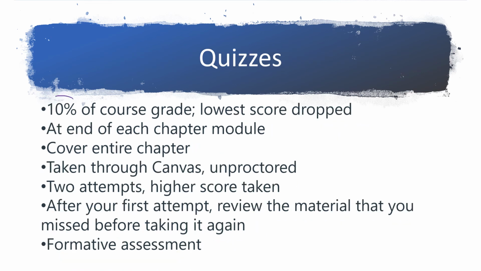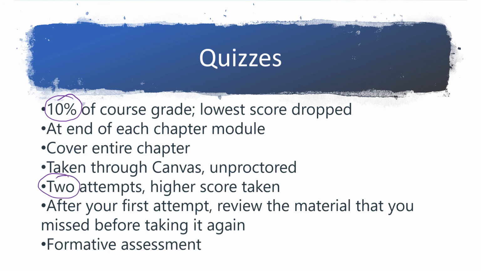Our last grading category is quizzes, and quizzes will account for 10% of your course grade. We're going to do 1 quiz per chapter, and it'll come at the end of the module for each chapter. It will cover the entire chapter. You'll take it through Canvas like the participation problem sets, and they'll be unproctored. This time, however, you only get 2 attempts.